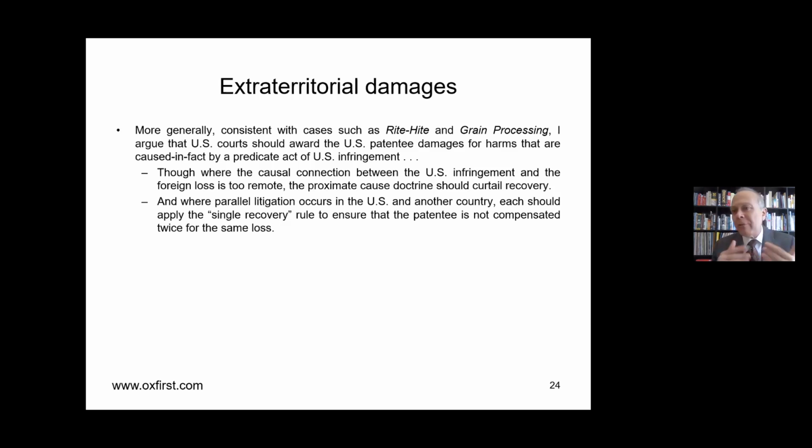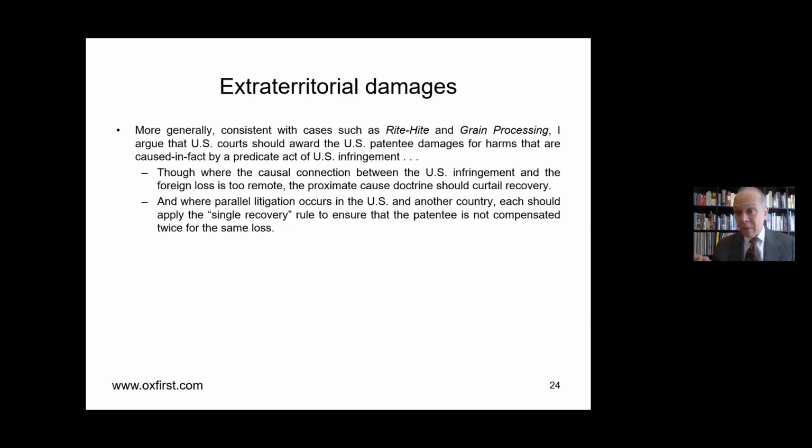So in terms of my hypothetical, there's an initial act of infringement in the United States that causes the patent owner to lose certain profits on certain sales it would have made in Canada. If the US litigation results in an award of lost profits for the lost Canadian sales, and if there is parallel litigation involving a corresponding patent in Canada, I would expect the Canadian court to take the earlier US judgment into account and not to award effectively a double recovery for the same loss.